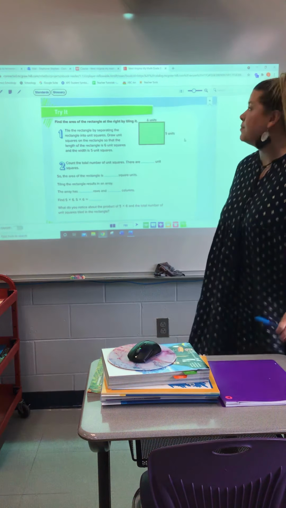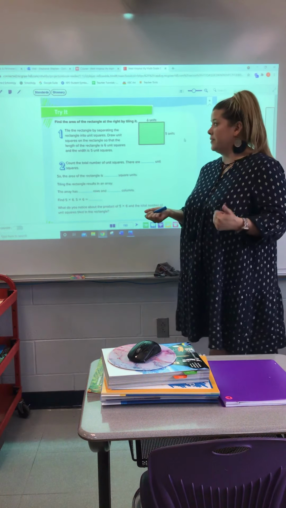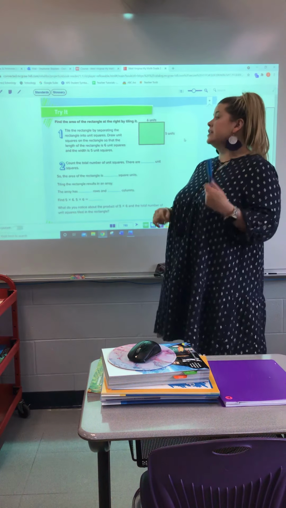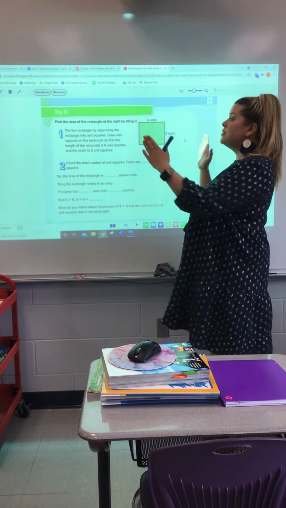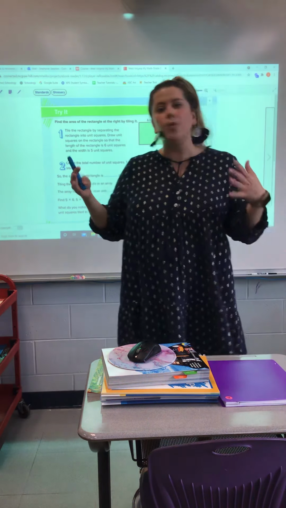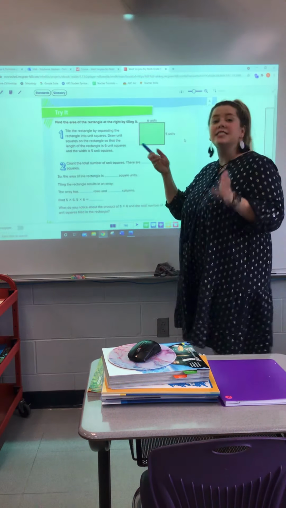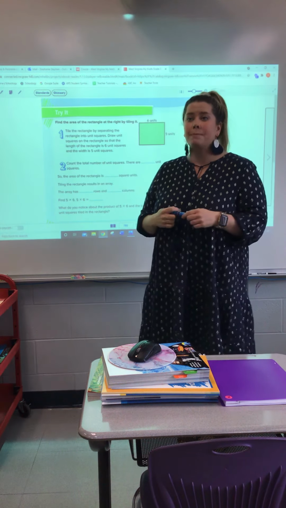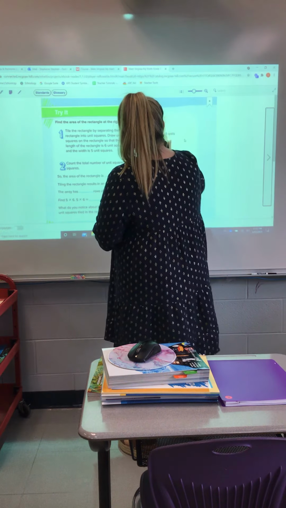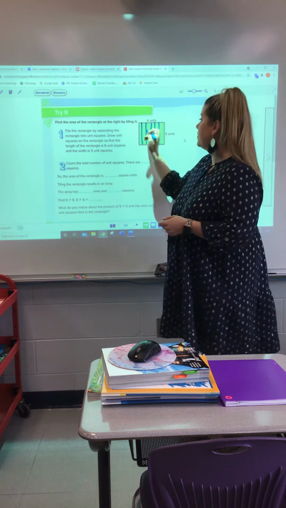And let's look at this example. Find the area of the rectangle at the right by tiling it, okay? So you tile the rectangle by separating it into unit squares. Draw unit squares in the rectangle so the length is 6 units and the width is 5. Okay, so that's kind of a lot of words to say. Let's draw horizontal and vertical lines. So if I want to have 6 columns, how many lines will I draw? 5. Okay, and if I want to have 5 rows, how many lines will I draw? 4.